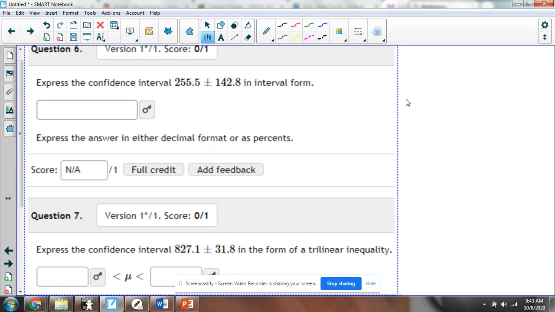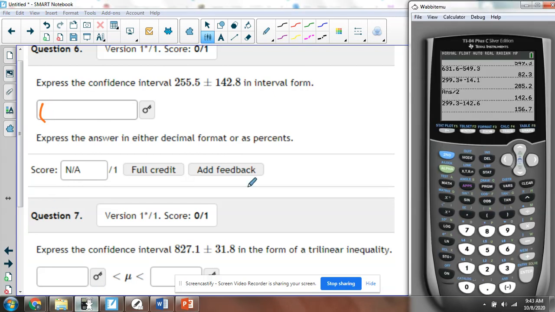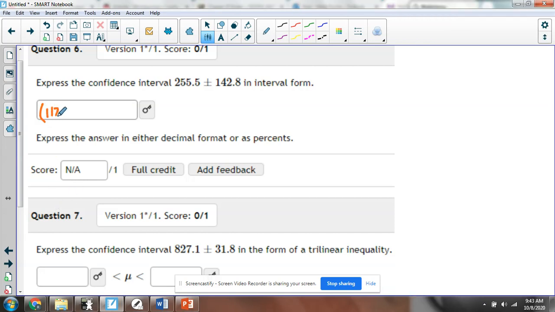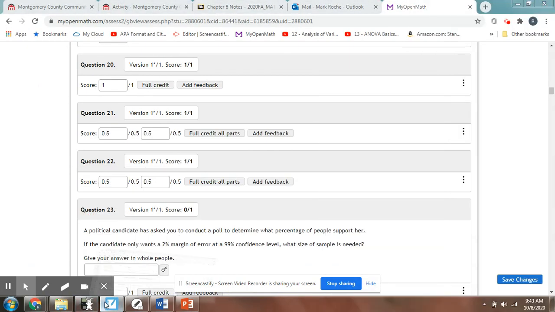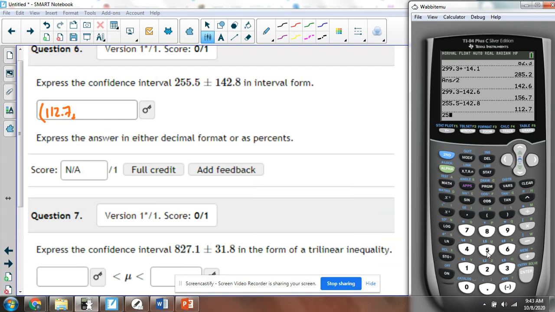Okay, it's in interval notation, so you're just going to take 255 plus this, 255 minus this, and write them inside parentheses. 255.5 minus 142.8, 112.7. And then I will add 255.5 plus 142.8, 398.3.